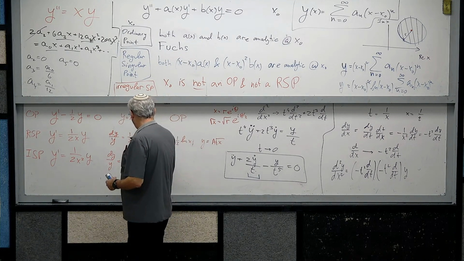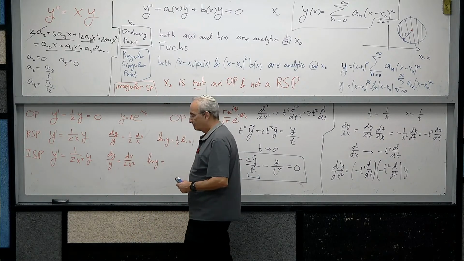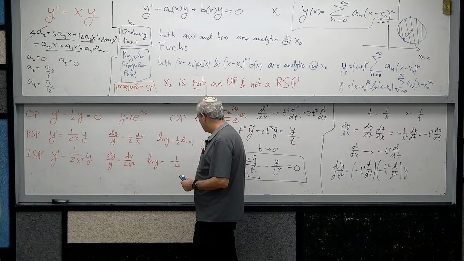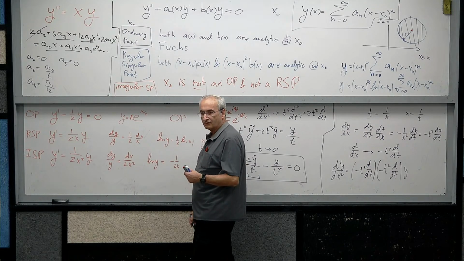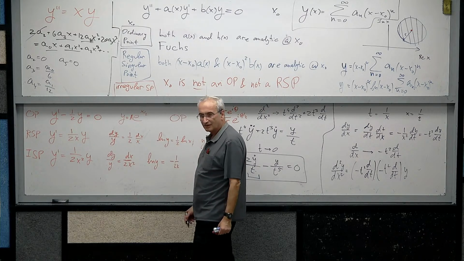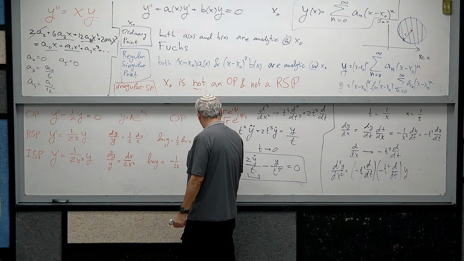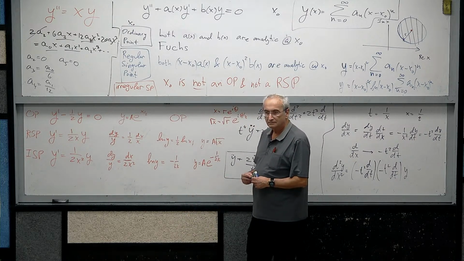And if I integrate, what will ln y be? Minus 1 over x. Minus 1 over 2x. No, 1 over x. Wait, it's 1 over 4x. Wait, no, 2x, yeah. 2x. Okay? x to the minus 1, which means that y will be a times e to the minus 1 over 2x when I exponentiate that.